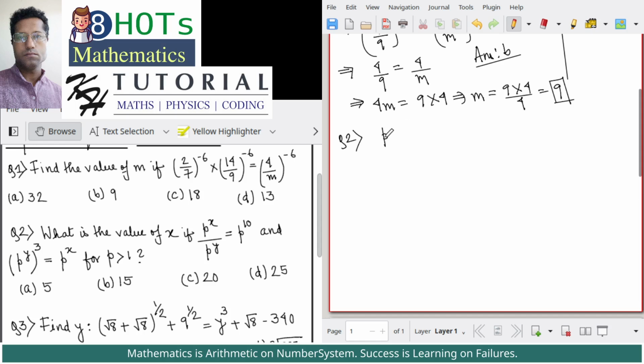Okay, so what are the equations given? p to the power x divided by p to the power y is given as equal to p to the power 10. And the second equation is given as (p to the power y) whole raised to the power 3 is equal to p to the power x. It is given that p is greater than 1. I don't know why p is greater than 1, but let's try to solve for x from these two given equations.